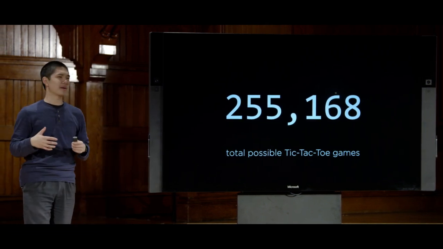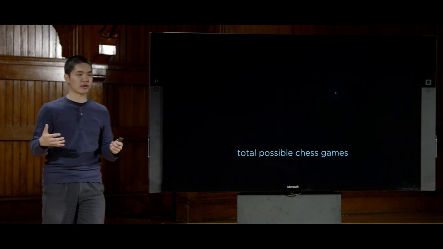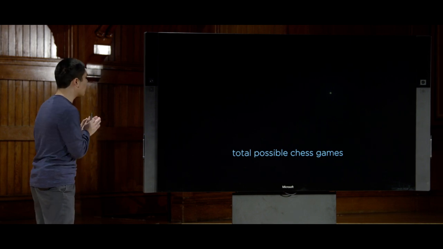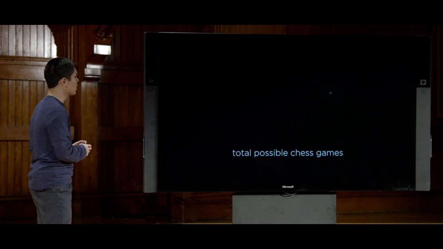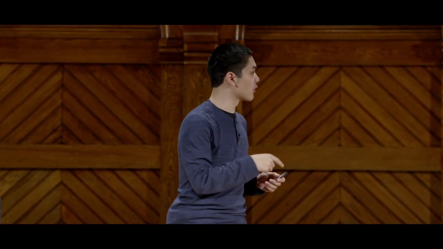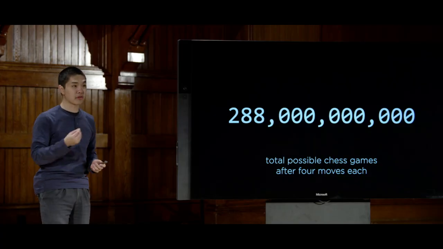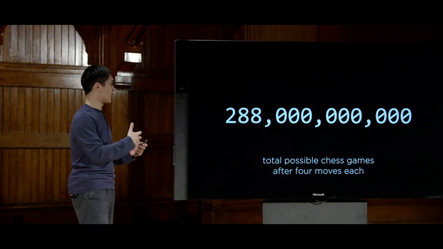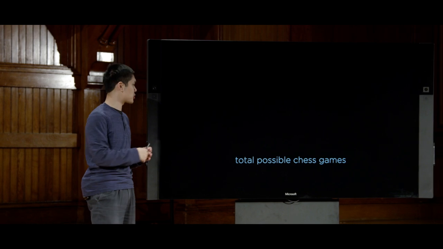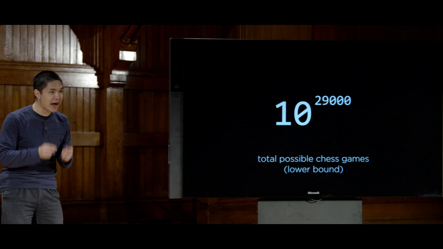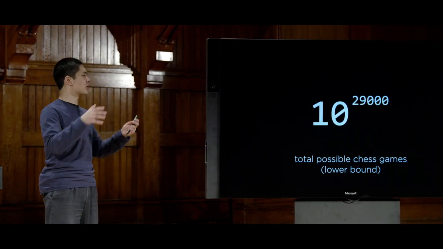But compare that to a more complex game, something like a game of chess, for example. Far more pieces, far more moves, games that last much longer. How many total possible chess games could there be? It turns out that after just 4 moves each, 4 moves by the white player, 4 moves by the black player, there are 288 billion possible chess games that can result from that situation. And going even further, if you look at entire chess games, there are more than 10 to the 29,000 possible chess games, far more chess games than could ever be considered.